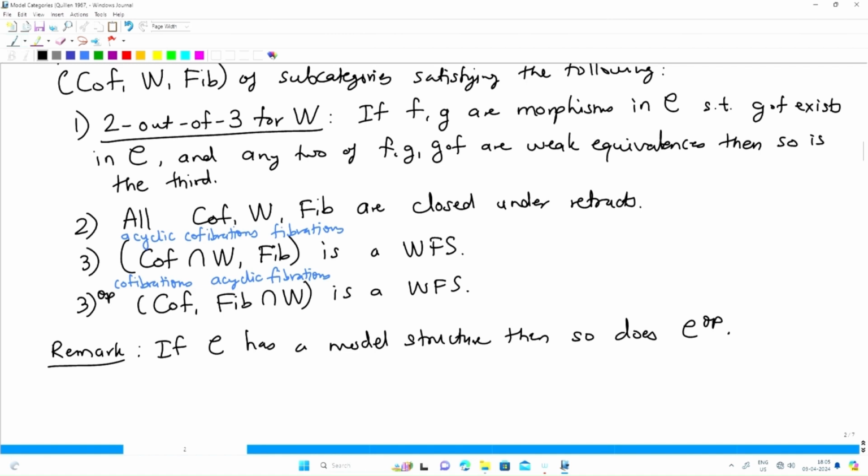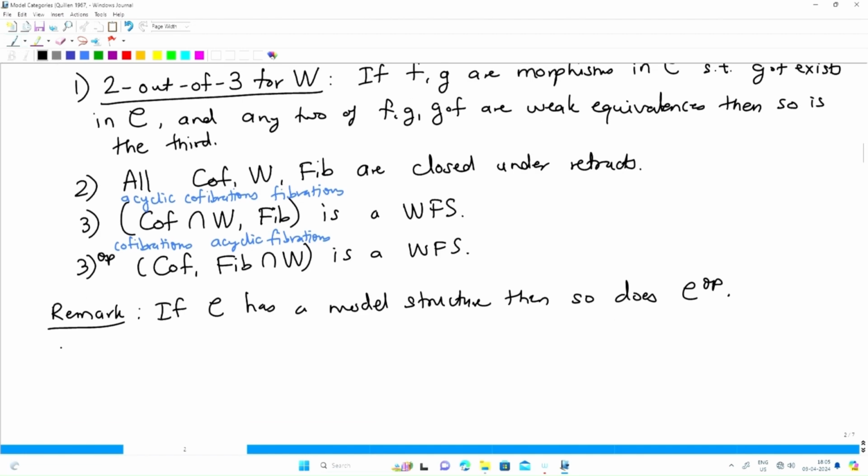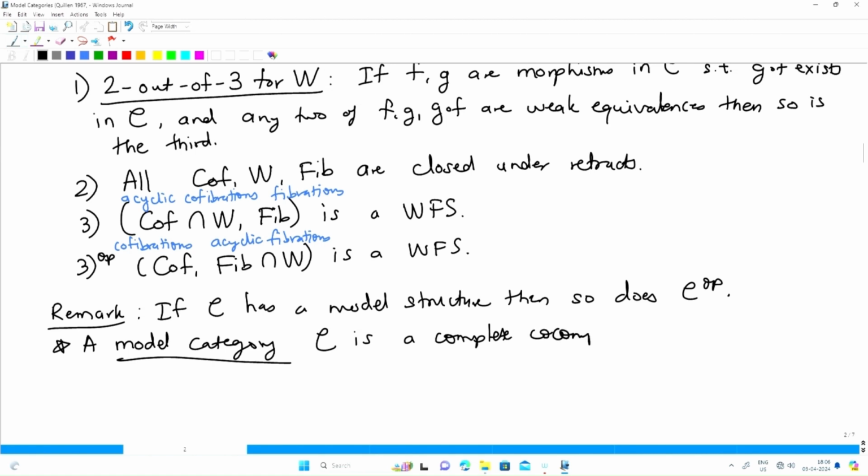So this is the definition of a model category. Sorry, model structure. I haven't yet defined a model category. So let me do that. It's just one line extra: a model category C is a complete co-complete category C with a model structure.